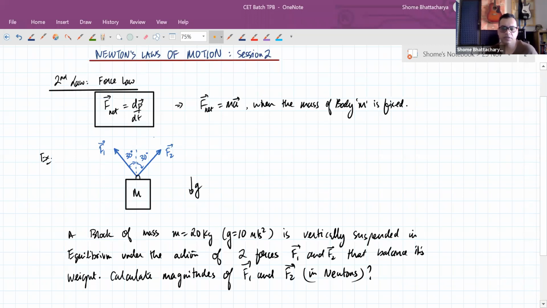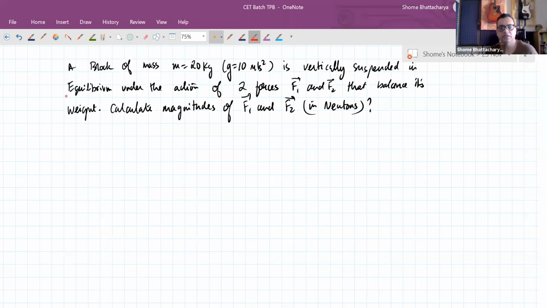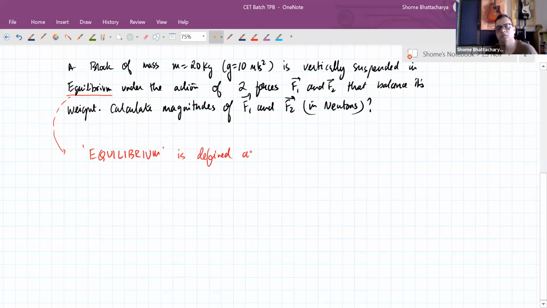Alright, so let's begin by understanding what we mean by the term equilibrium. So equilibrium का मतलब क्या है यहाँ पे? Equilibrium means that the body will be at rest with net force zero. So the term equilibrium is defined as the condition for net force equal to zero.